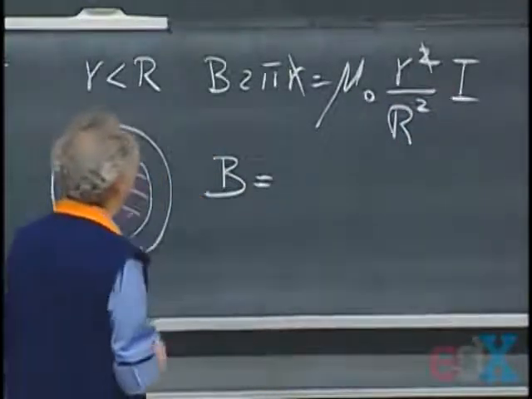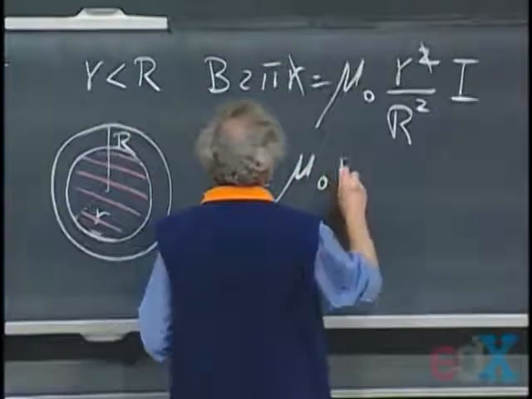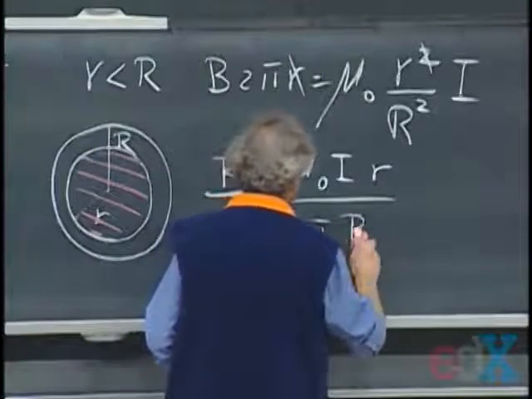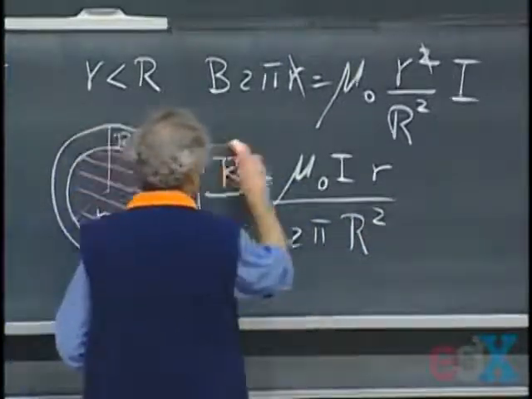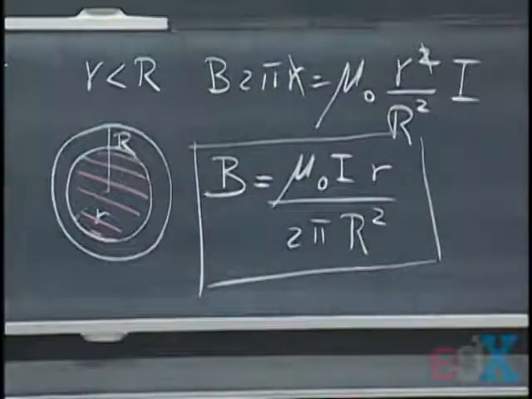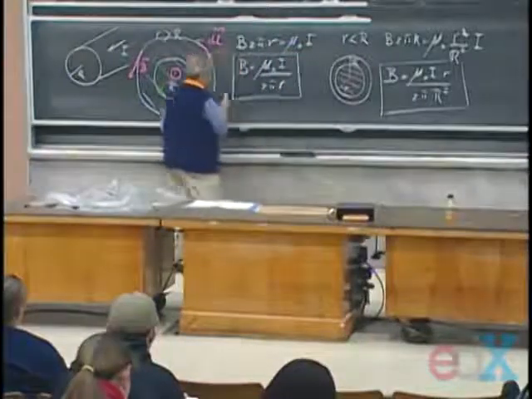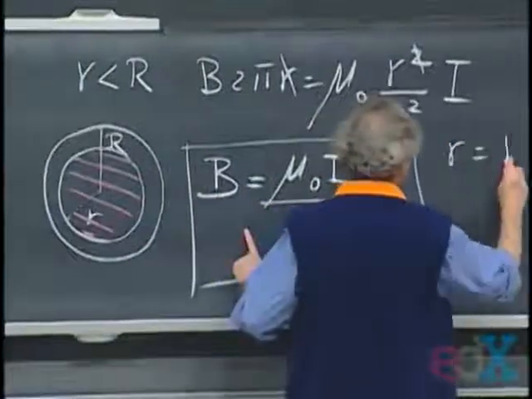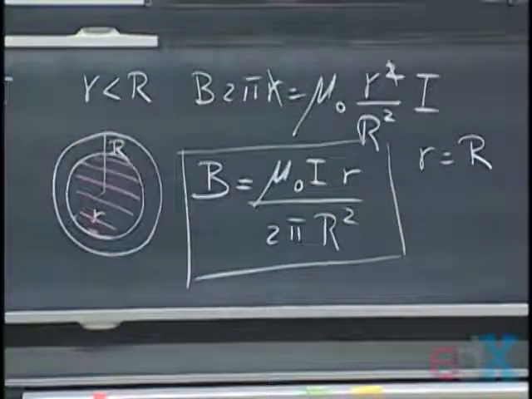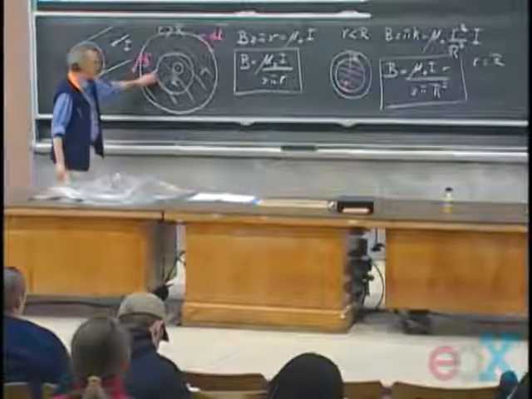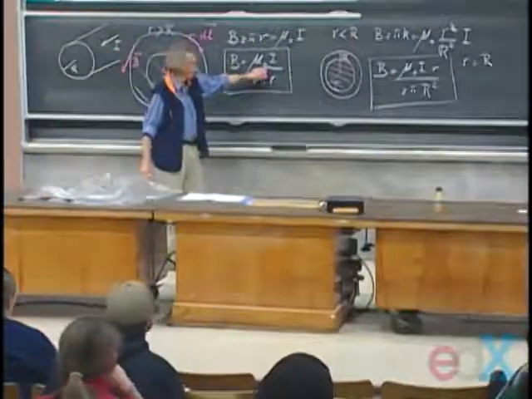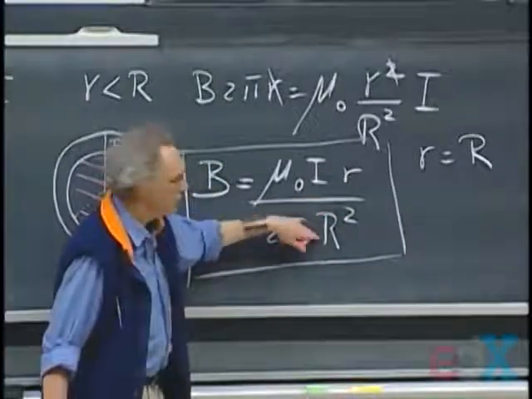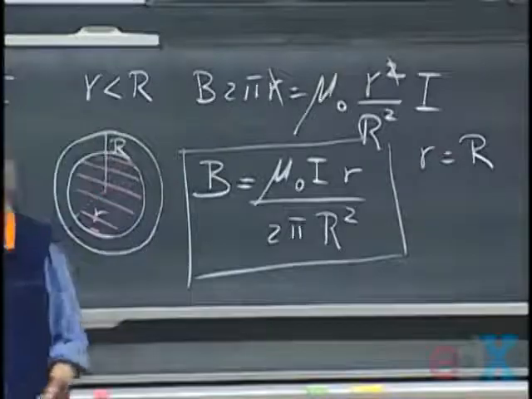And so I lose one r here, and so you get a very different result. You get now that the magnetic field equals mu 0 times I, which is now linear in little r, divided by 2 pi capital R squared. And this grows linearly with r, whereas this falls off as 1 over r. And if you substitute in this equation r equals capital R, which would be the magnetic field right at the surface of the wire, you find exactly the same result here. Little r becomes a capital R, you lose one capital R, you get the same result.